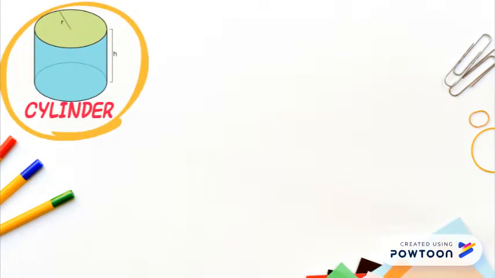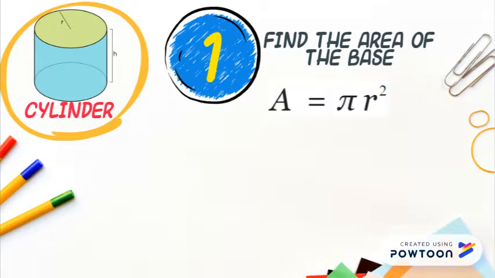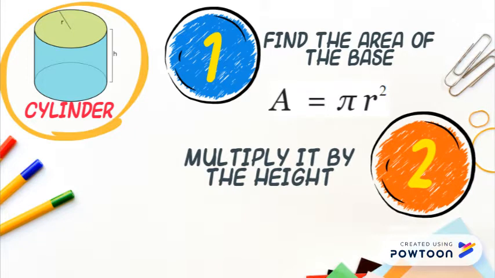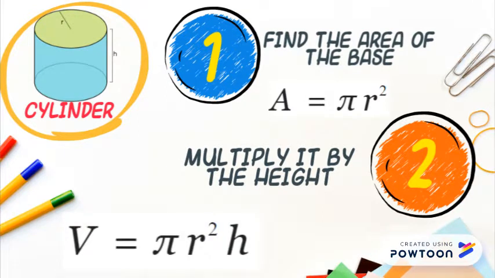Next up, we have a cylinder. Firstly, you will need to find the area of the base. As a cylinder always has the same shaped base, your rule is area equals pi times the radius squared. The radius is indicated on the diagram above. Just like before, your next step is to multiply this area by the height. This leaves you with the rule volume equals pi times the radius squared times the height.